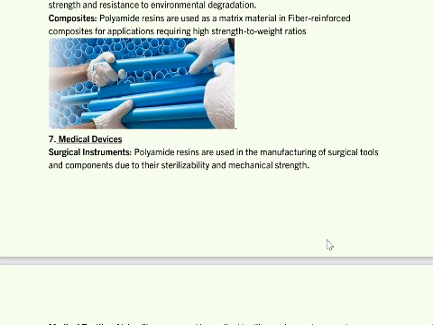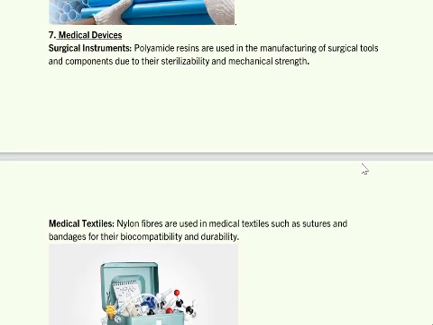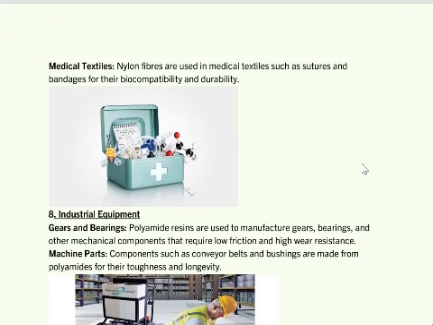In medical devices, polyamide resins play a great role. Surgical instruments and medical textiles. Polyamides are used in manufacturing of surgical tools and components due to their sterilizability and mechanical strength. Nylon fibers are used in medical textiles such as sutures and bandages for their biocompatibility and durability. Biocompatibility refers to the ability of a material to interact with living tissues or biological systems without causing adverse reactions or harm.